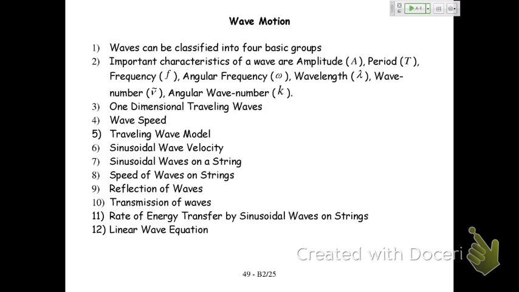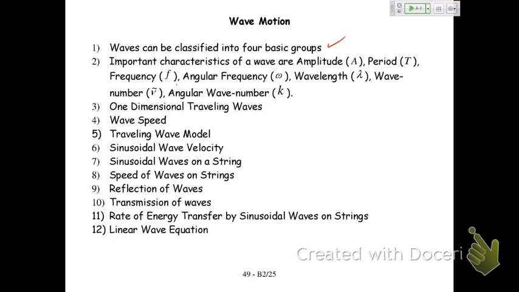We've seen some of them before. So first thing we're going to do is classify the waves into different types, and we're going to talk about longitudinal and transverse waves, and we're going to talk about wave trains and wave pulses. We might have done that in fundamentals.